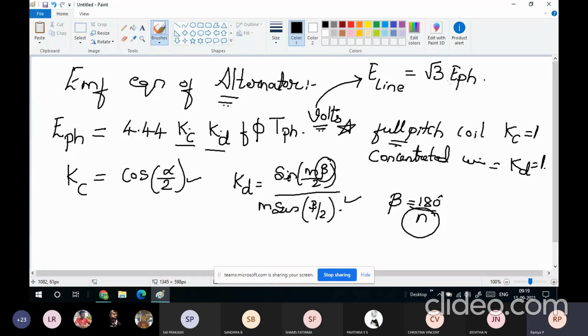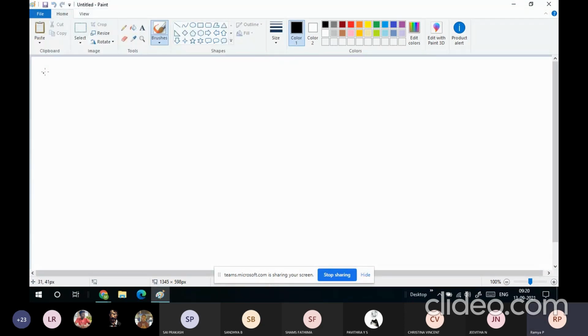Okay, now take down a problem. The first problem is a three-phase, 4-pole, 50 hertz, star connected alternator that has 36 slots and 30 conductors per slot.